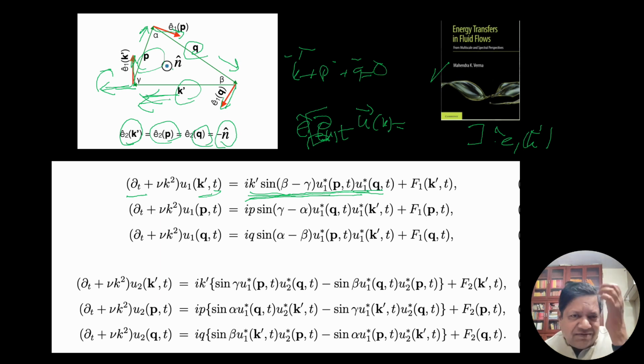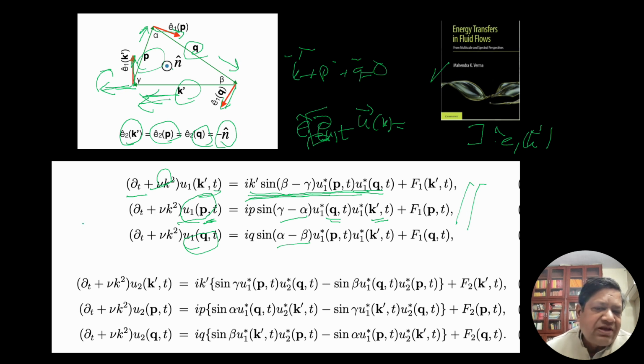The viscosity is sitting here, which is shown here. Similarly, we can write down the equations for U1p and U1q, and you can see it is symmetric: beta minus gamma, gamma minus alpha, alpha minus beta. And the wave numbers on the right are not what is there on the left. So if I am looking for U1p, then this is U1q, U1k prime. And these are the forces. So this is nice for a single triad, and we just work with this expression on the right.